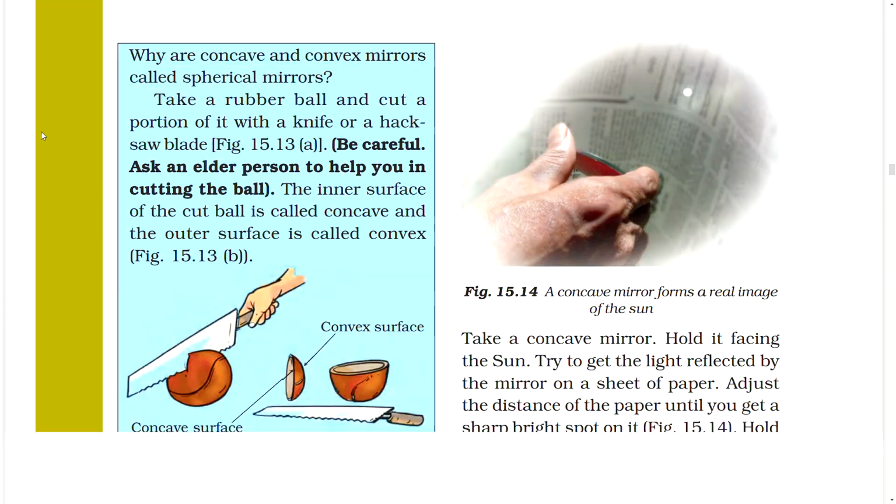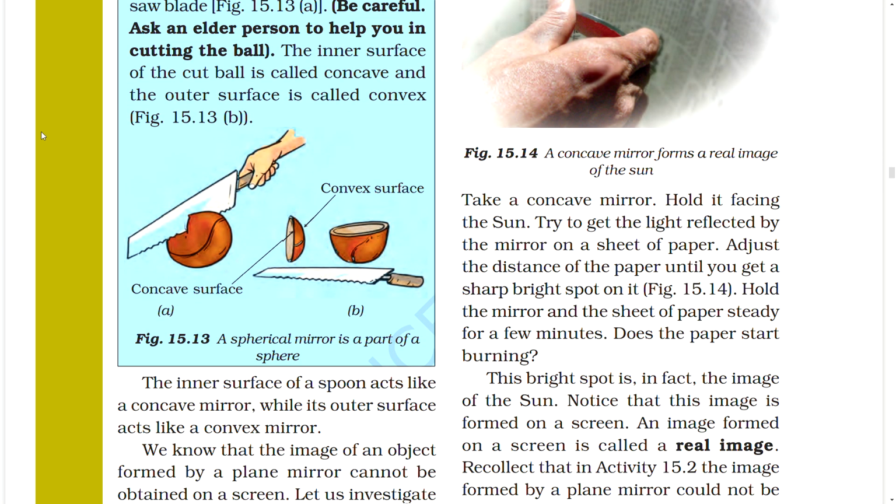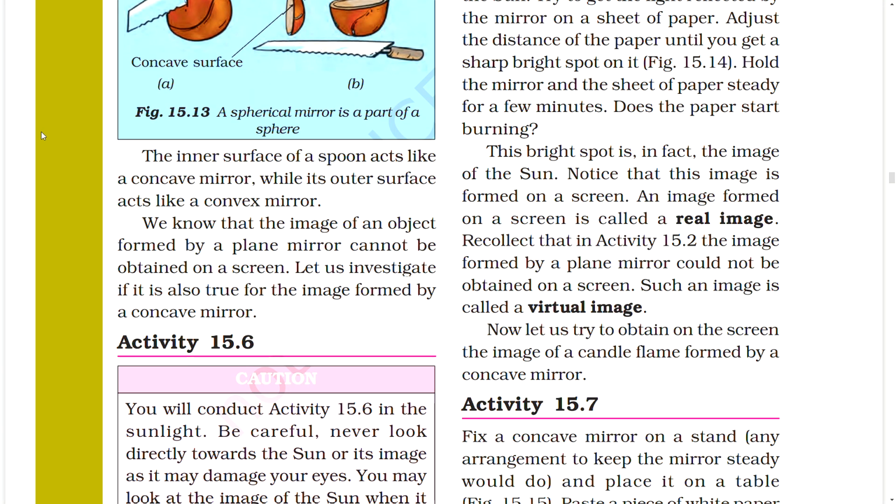Figure B. Concave surface A, convex surface B. Figure. A spherical mirror is a part of a sphere. The inner surface of a spoon acts like a concave mirror, while its outer surface acts like a convex mirror.